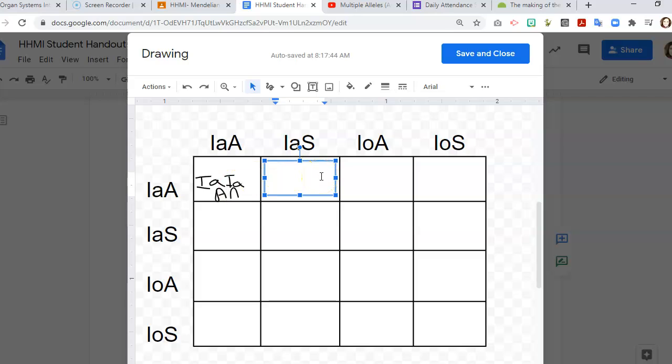So go ahead and you guys can pause the video and go through and finish doing this dihybrid. Once again, you can either write them in, or if you wanted to just make a text box and type it in, you are more than welcome to do that. So go ahead and pause and finish this dihybrid at this time.